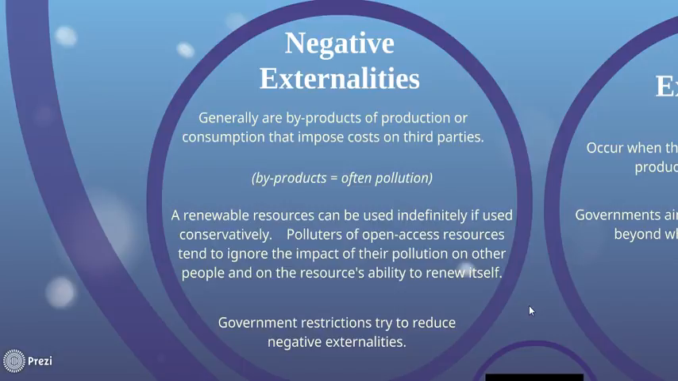Polluters of open access resources tend to ignore the impact of their pollution on other people and on the resource's ability to renew itself. That's why we have government restrictions to reduce negative externalities. The EPA tries to help. Negative externalities are unwanted, and the government is there to try to prevent them from occurring.